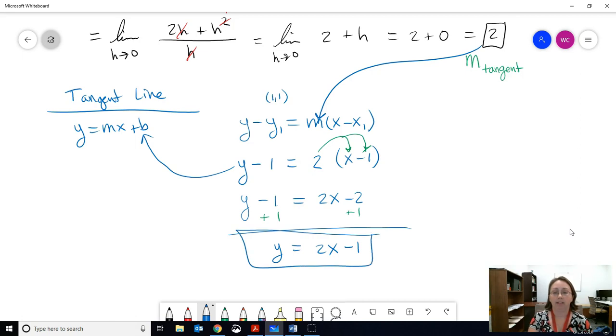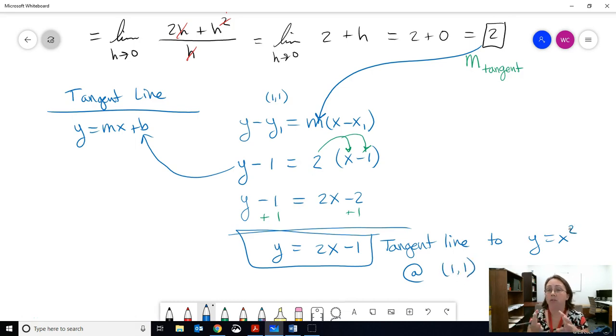This is the equation of the tangent line to the curve y equals x squared at the specific point 1, 1. If you had any other point or any other function, it would be a different tangent line. But for this particular curve, this particular point, that would be your answer. So that's how you find the tangent line if you're given a specific curve and a specific point.